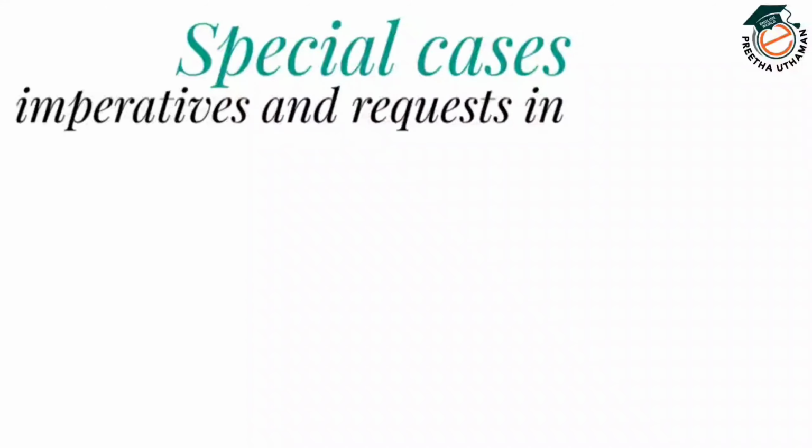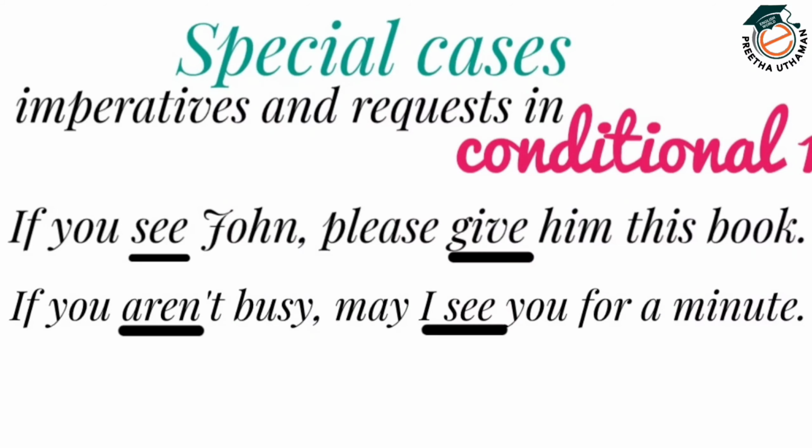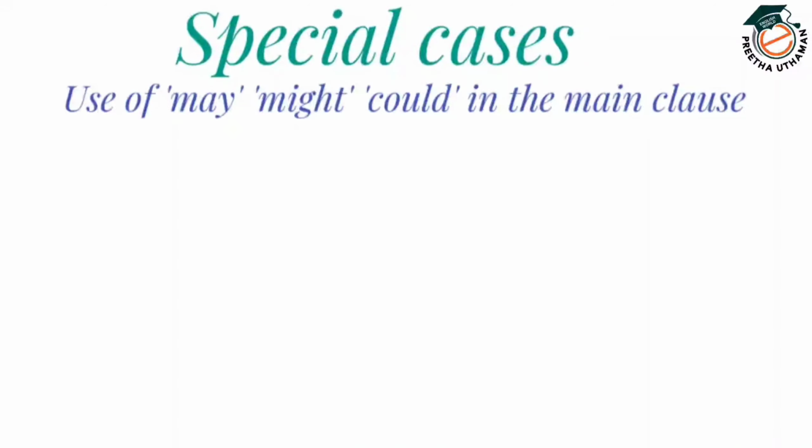How to use imperatives and requests in conditional 1 sentences. Example, if you see John, please give him this book. See, the structure remains the same, simple present. If you aren't busy, may I see you for a minute? Again, simple present. Now another special case, use of may, might, could in the main clause.